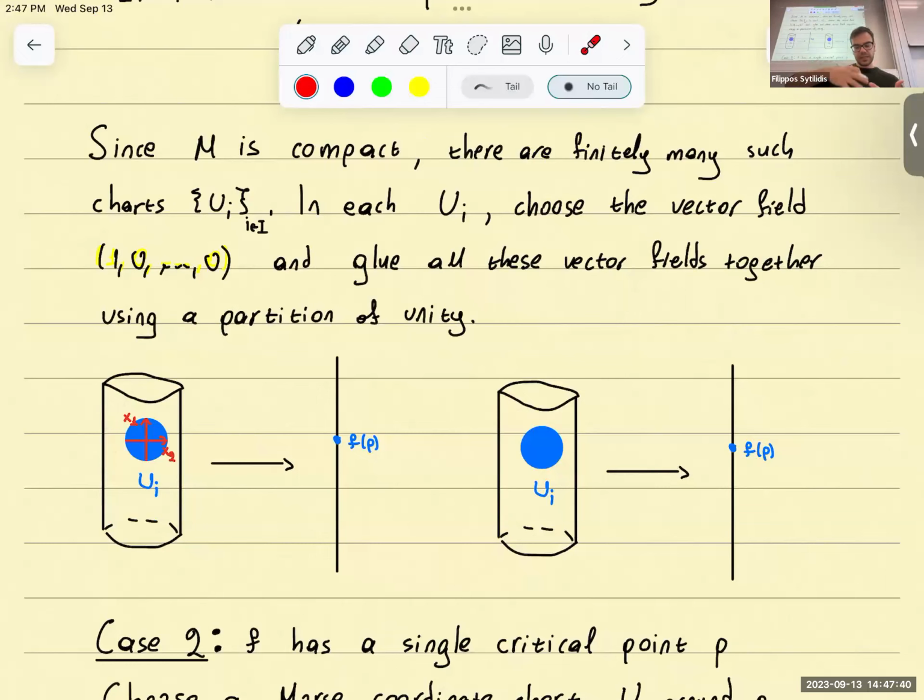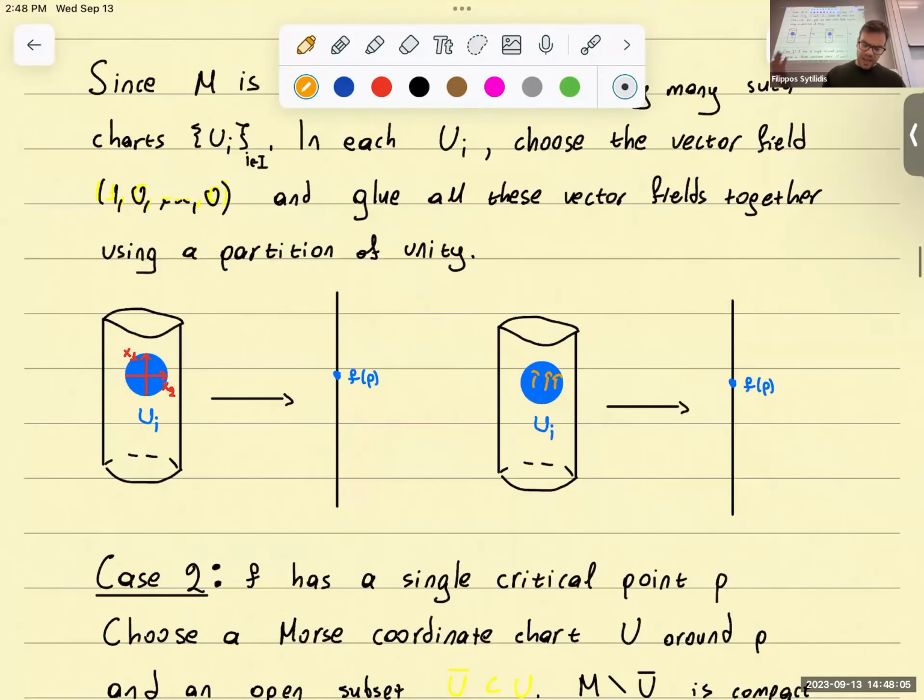my manifold is going to be like a cylinder with this height function, and I guess I have the coordinates x1 and x2 in a coordinate chart here, and that's what my gradient-like vector field is going to look like in this coordinate chart.